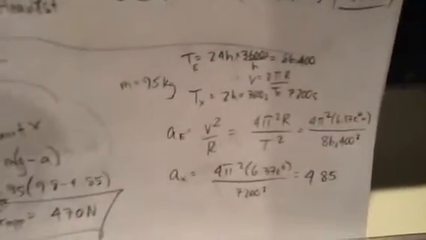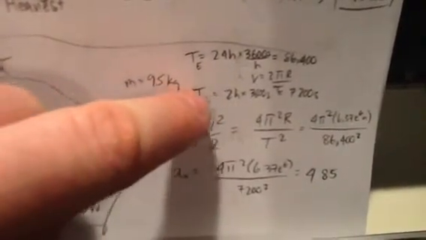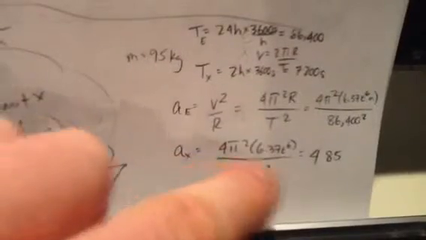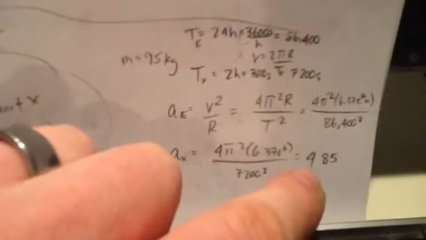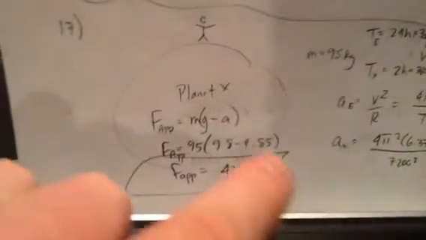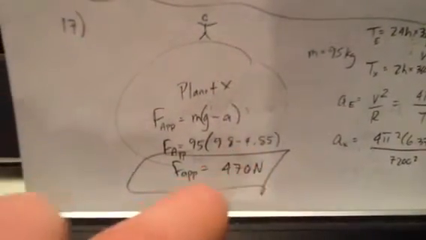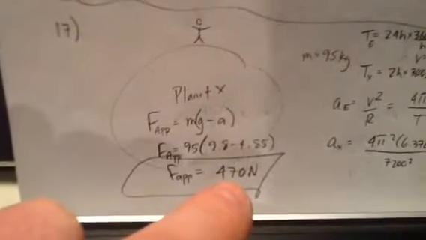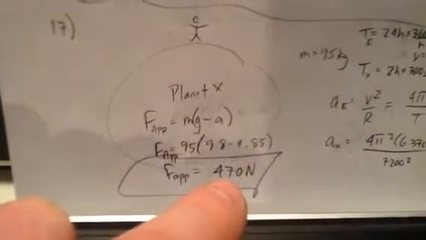But because the period for planet X is so much smaller, your period in seconds is 7,200. When you put that number into the equation, you get centripetal acceleration of 4.85, which, when you subtract it off of gravity, actually makes quite a big difference here. So you would feel almost half your weight on planet X because you're spinning so fast. In other words, you'd feel a lot lighter.